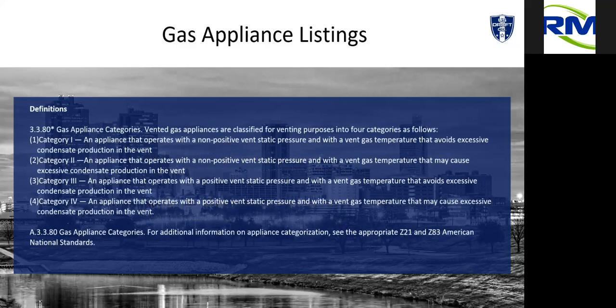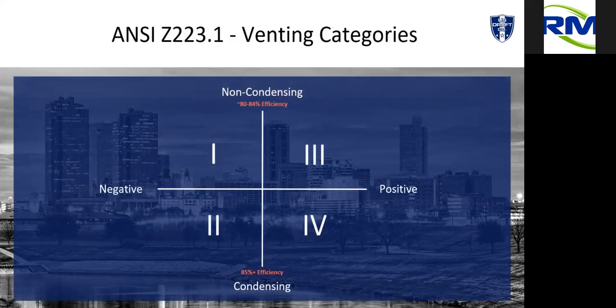When it comes to the Z21 listings, they're really creative in naming them, calling them categories 1, 2, 3, and 4. I could read these definitions for you if you'd like, put you to sleep really early in the presentation, or I can just show you this nice little cheat sheet. And this is a sheet that I've actually printed out everywhere I've worked for my staff, because it's a real simple way of determining what your application is, either for the appliance or the venting system itself.